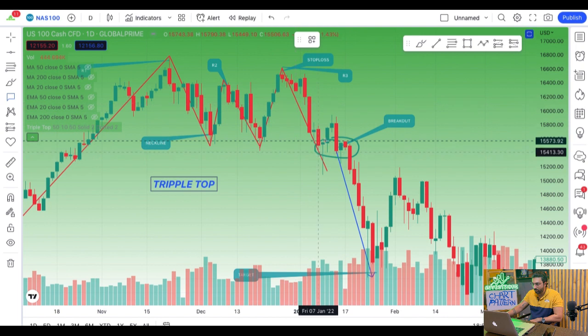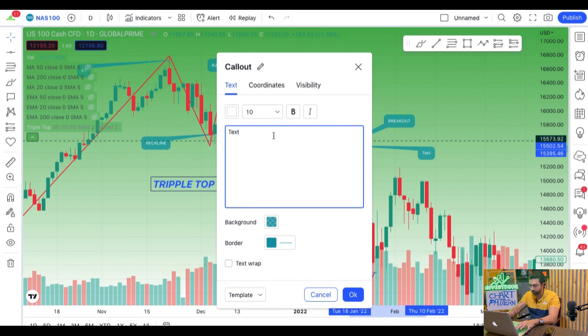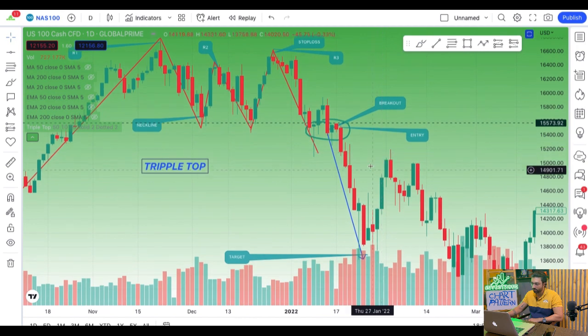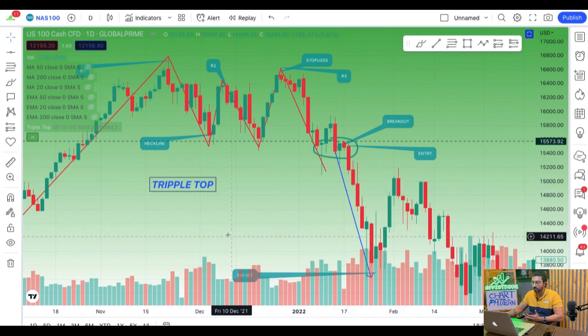So the market goes down, and this was the point where we need to take our entry. While the market retested the neckline, this will be our entry point. And what should be our target? 1 by 2. As I always told you, for this chart pattern, the realistic target would be a risk reward ratio of 1 by 2.